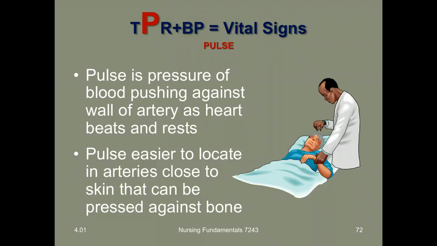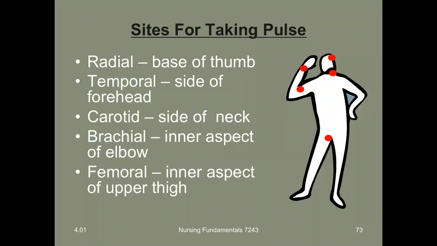So pulse is pressure of blood pushing against the wall of the arteries as the heart beats and rests. The pulse is easier to locate in arteries close to skin that can be pressed against a bone. Sites for taking a pulse: your radial pulse is at the base of your thumb. The temporal is at the side of your head. If you've ever had a really bad headache, you can usually feel your temporal pulse.